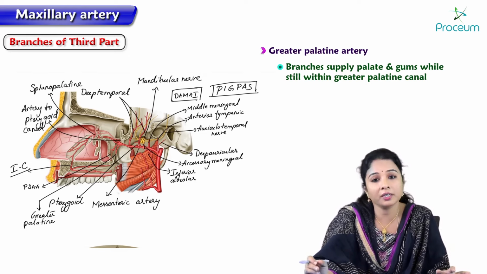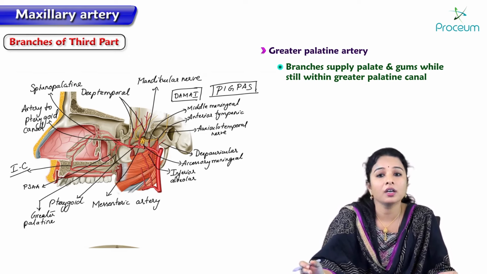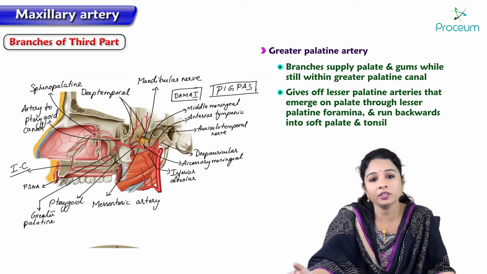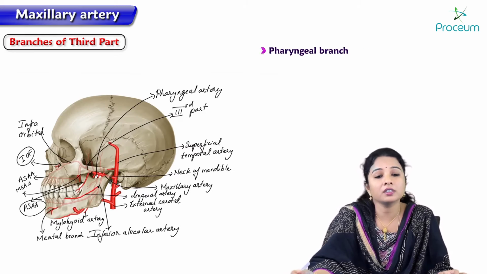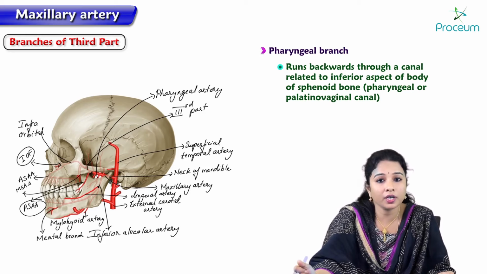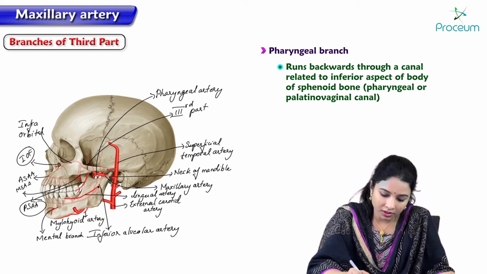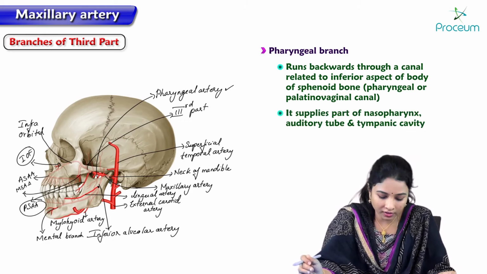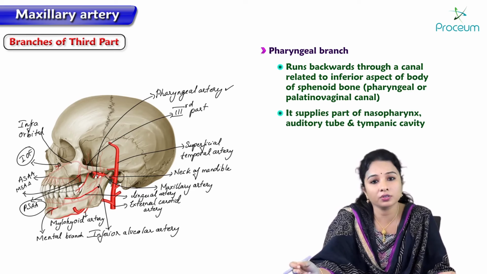So, branches of this greater palatine artery supply the palate and gums, and while still within the greater palatine canal, it gives off lesser palatine arteries that emerge onto the palate through palatine foramina and run backwards onto the soft palate and tonsil. Next, the pharyngeal branch runs backwards through the canal related to inferior aspect of body of the sphenoid. We can see the pharyngeal artery, and it supplies part of nasopharynx, the auditory tube and tympanic cavity.